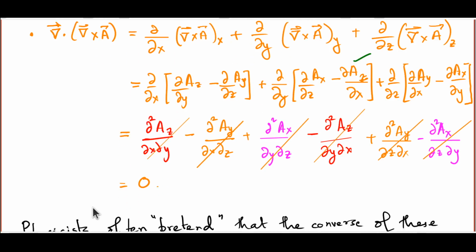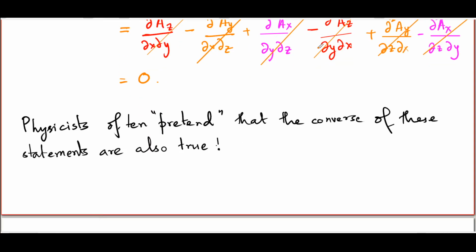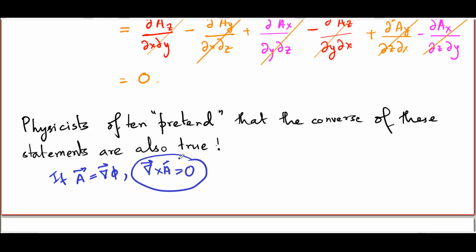But physicists often pretend that the converse of these statements are also true. What is definitely true is that if A is grad phi, then curl of A is zero. Of course, assuming that phi is a smooth scalar field. What physicists often assume is the converse. If curl of A is zero, then A is gradient of a scalar.